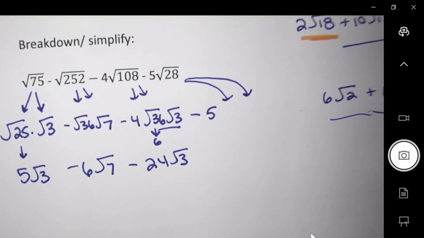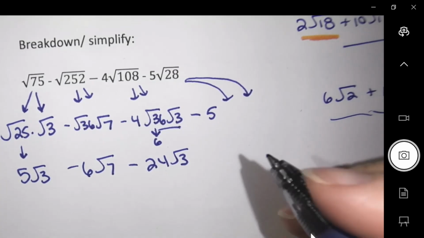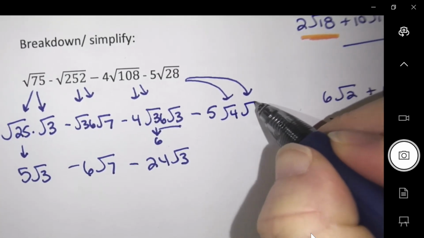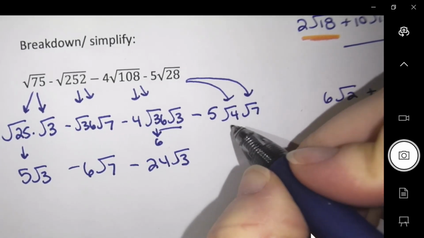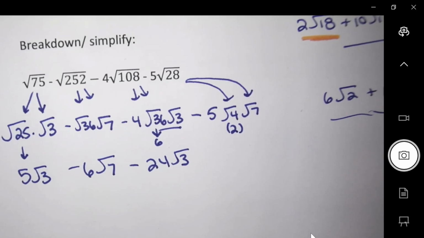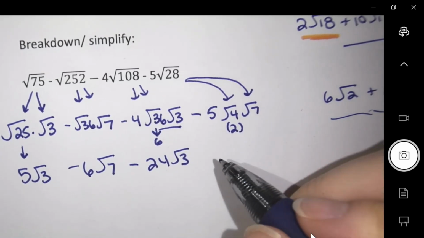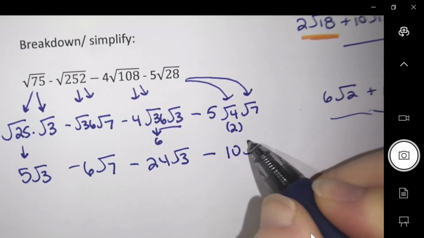Okay, 28 is not divisible by 36. 4. 28 is divisible by 4. What do you got? 4 times what? 7. 4 times 7. Do you always notice how I'm writing the magic number first? It just helps my format. So root 4 is a 2, so I get minus 10 root 7.